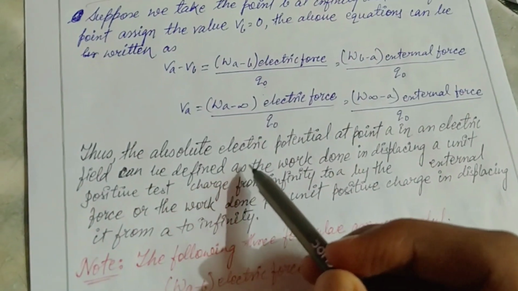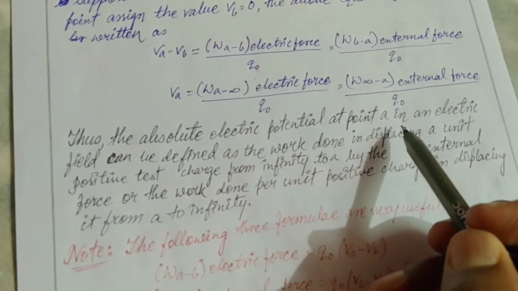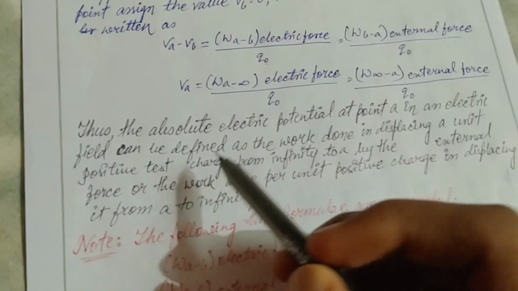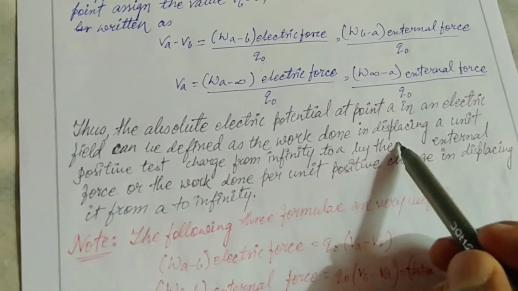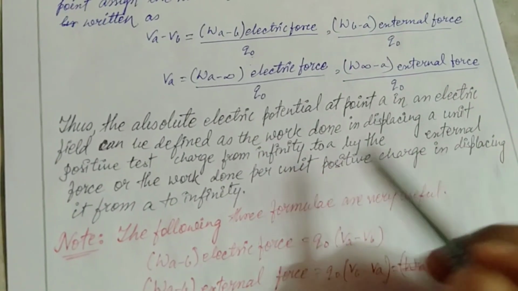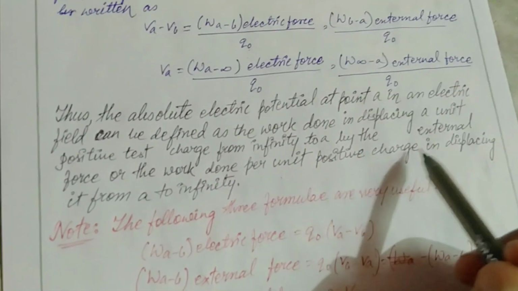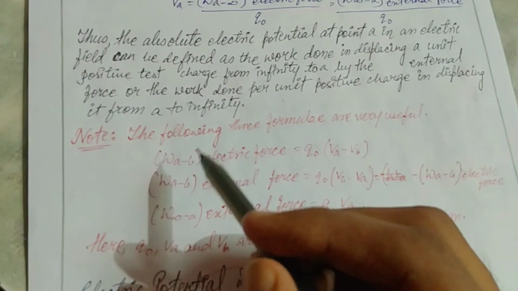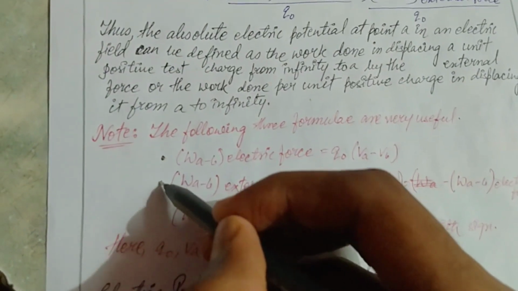The absolute electric potential at point A in an electric field can be defined as the work done in displacing a unit positive charge from infinity to A by the external force, that is, the work done per unit positive charge. Now we need to note that we have three formulas here.